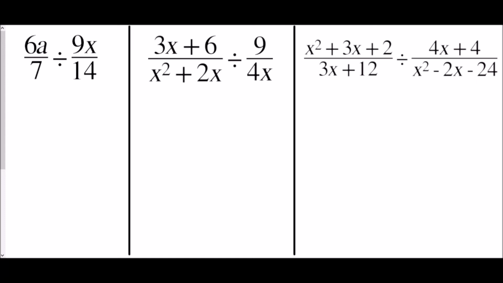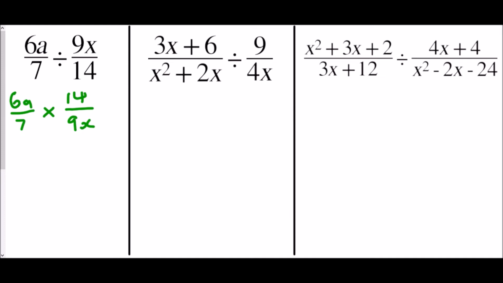6a over 7 divided by 9x over 14. Well, what is our first stage? Well, our first stage is copy, change, flip. So copy, change, flip states that we copy the first fraction, we change the divide to a multiply, and we flip the second fraction. And so what I've got is 6a over 7 times 14 over 9x.